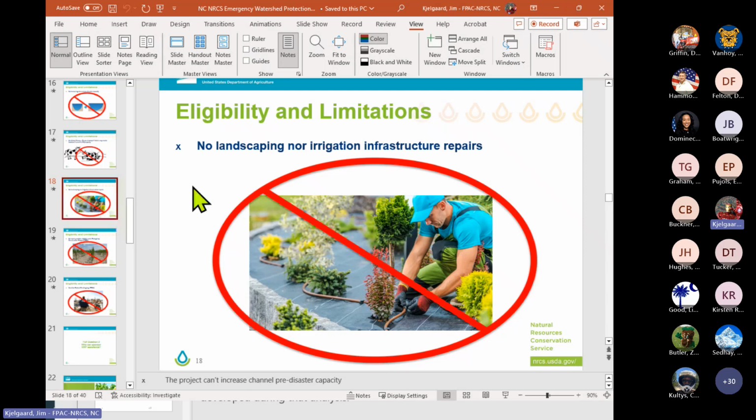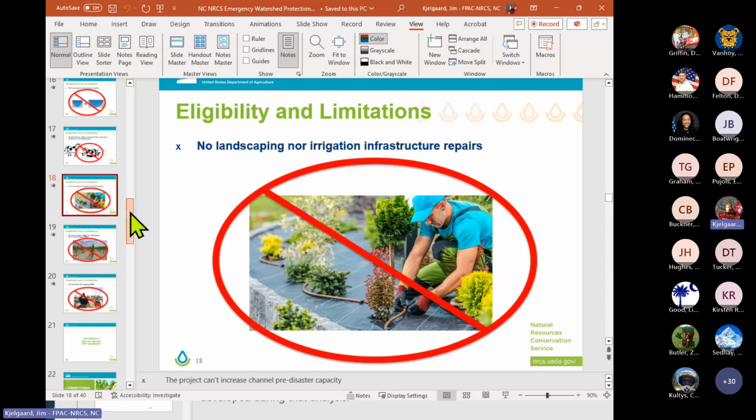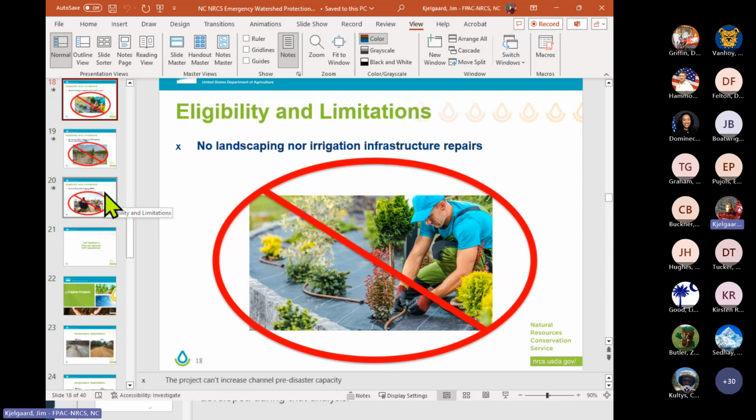Let's see, no landscaping or irrigation infrastructure repair. This comes into play particularly for sites where you might want to beautify it after it's done, like a park or something like that. We stabilize the site with the emergency conservation measures, and then that's it, nothing extra. That would fall on the sponsor to complete stuff like that.